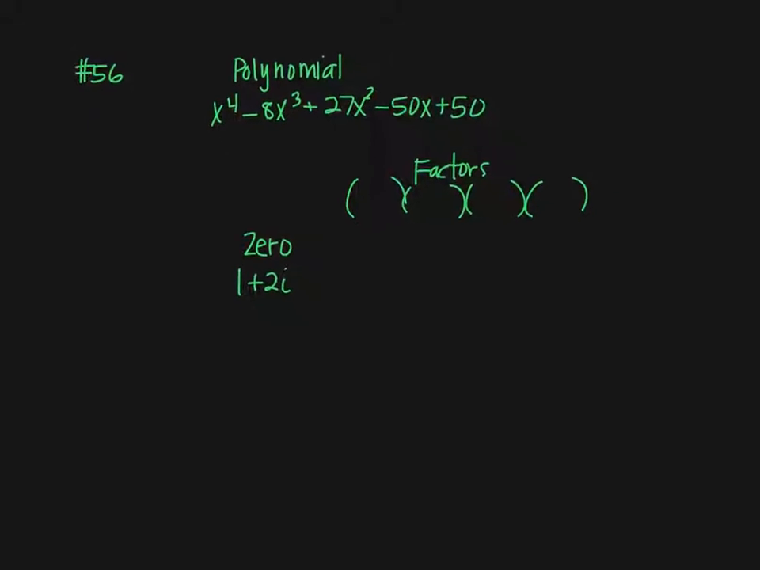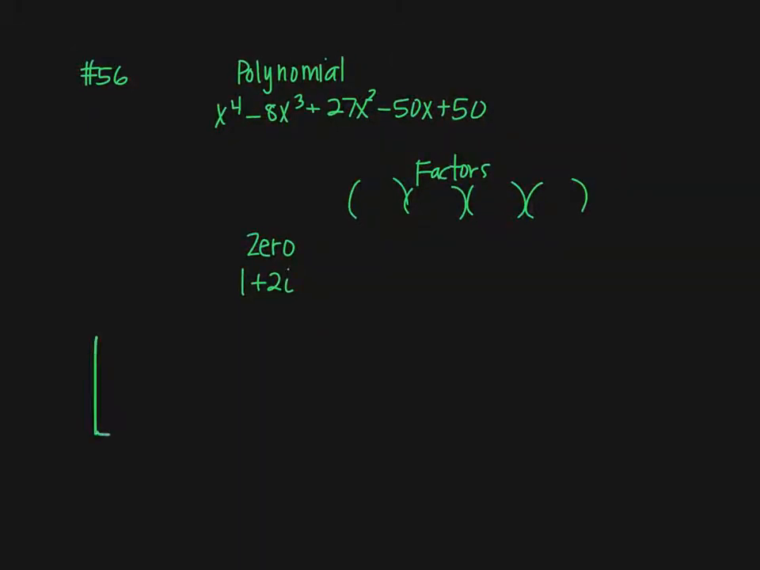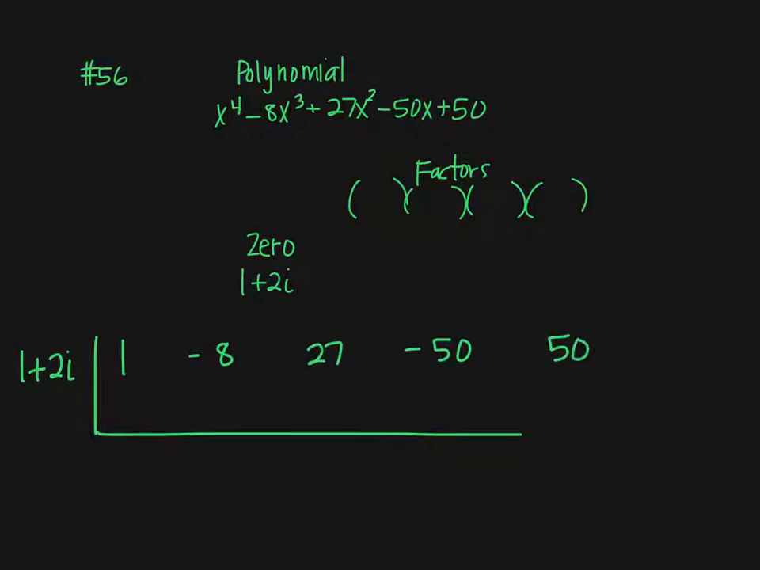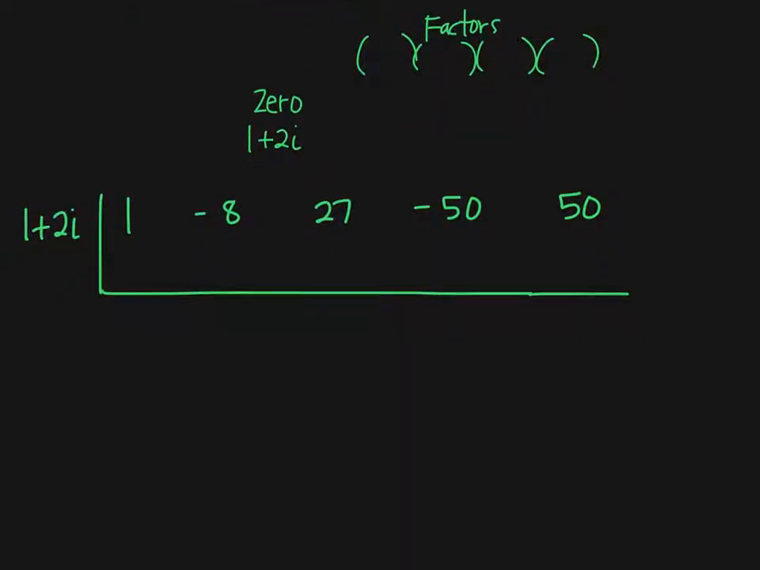So I'm going to have to do synthetic division. When you do synthetic division with imaginary numbers, the first round is painful, and then it gets easier as it goes. So we're going to do 1 plus 2i on the outside, and we'll have 1 and negative 8 and 27 and negative 50 and 50 on the inside. And it is painful just because it does have imaginary numbers. The second round, when we get to it, is going to be a lot easier. So we're going to drop the 1. And at least I've got 1 plus 2i for starters.